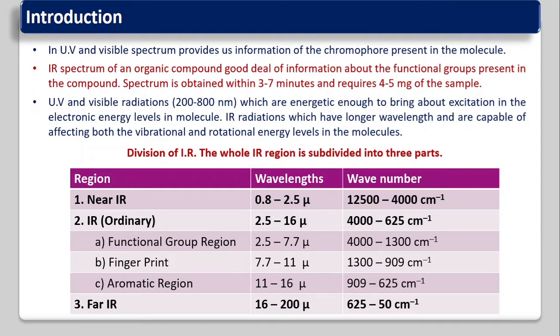Then the aromatic region, that is 11 to 16 micrometer, that is 909 to 625 centimeter inverse. In this region, the bending vibrations of the aromatic rings absorb the radiation from IR. Then the third one is the far IR, that is 16 to 200 micron, that is 625 to 50 centimeter inverse. So this is the classification of the IR spectrum. The main region, IR ordinary, is the region we scan, and it gives us information about the functional groups present in the substance.